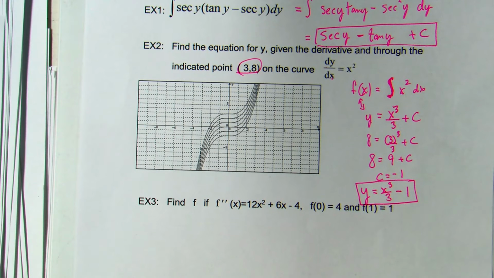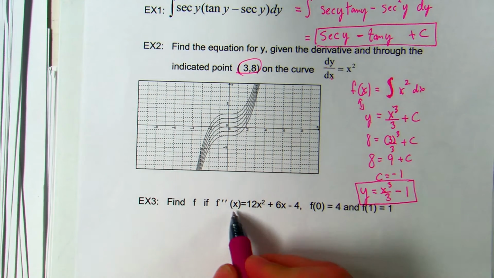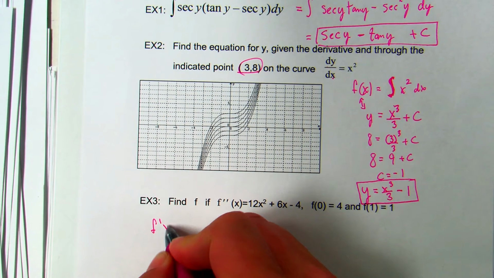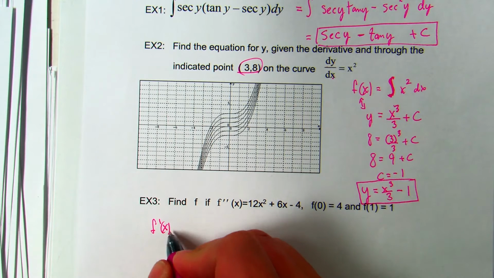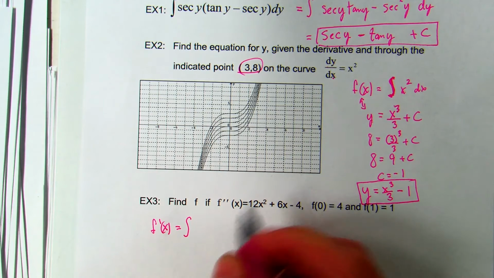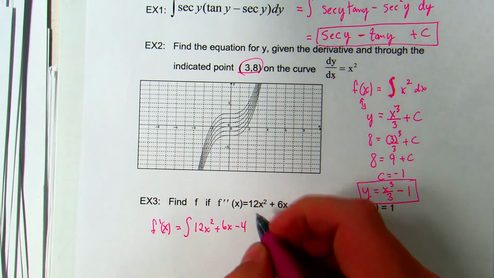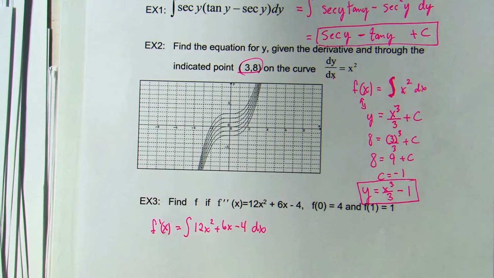Find f if f double prime is 12x squared plus 6x minus 4. F of 0 is 4. F of 1 is 1. Okay, those are going to come into play here in a minute. But so the first thing we know, if we go backwards one step, let's do f prime, or first derivative. We've got the second derivative here. We're going to go backwards to the first derivative. It's the same thing as the integral of 12x squared plus 6x minus 4 dx, with respect to x.